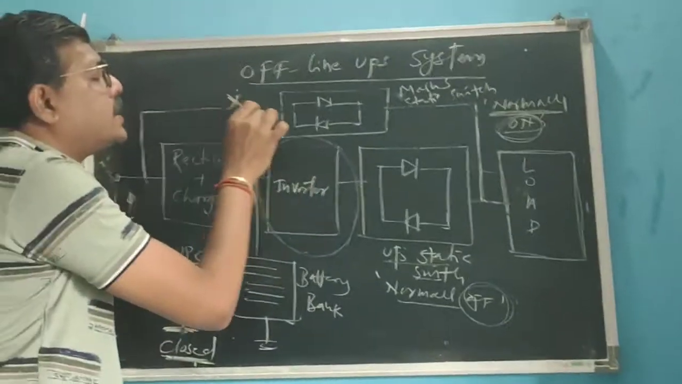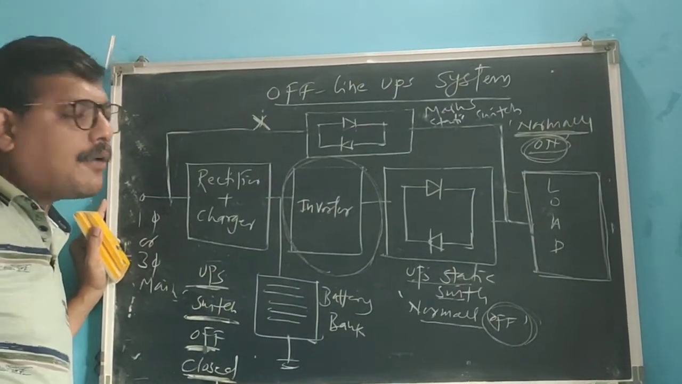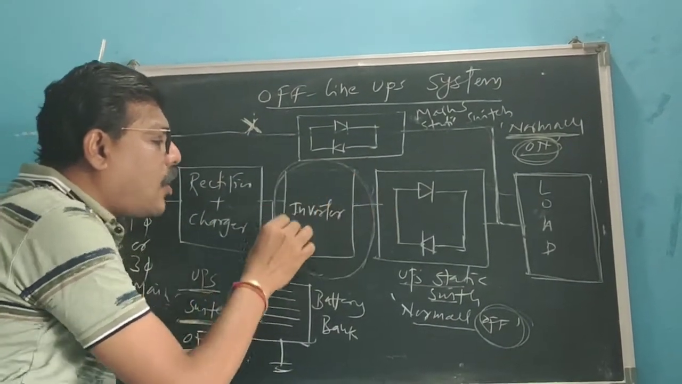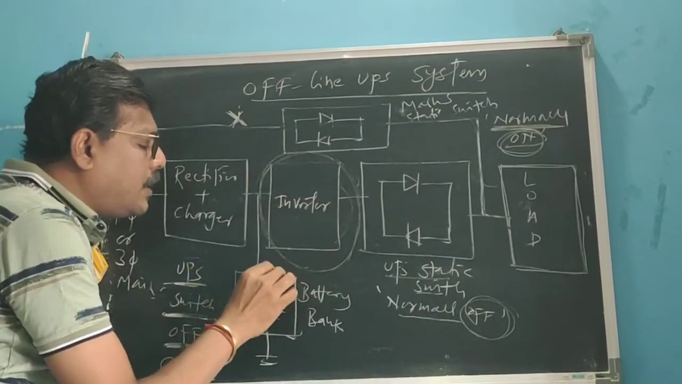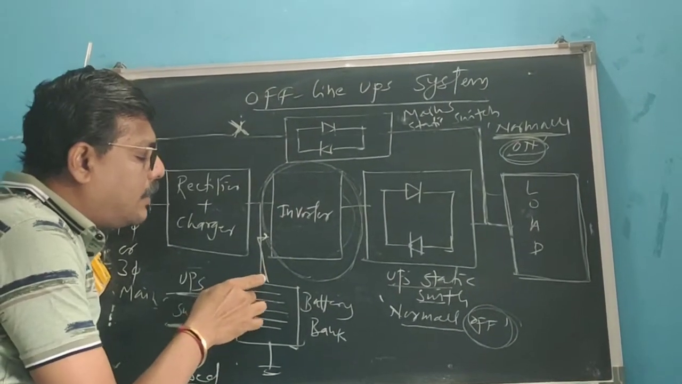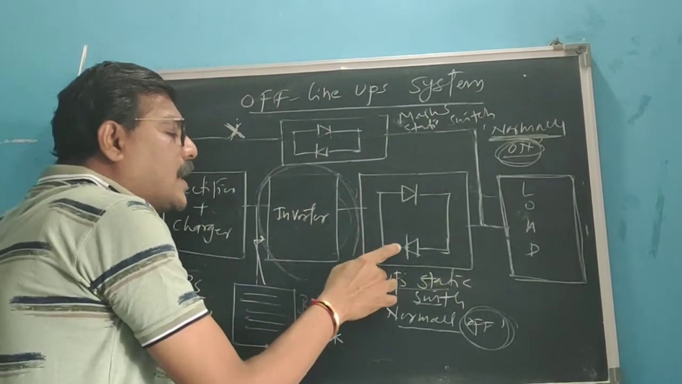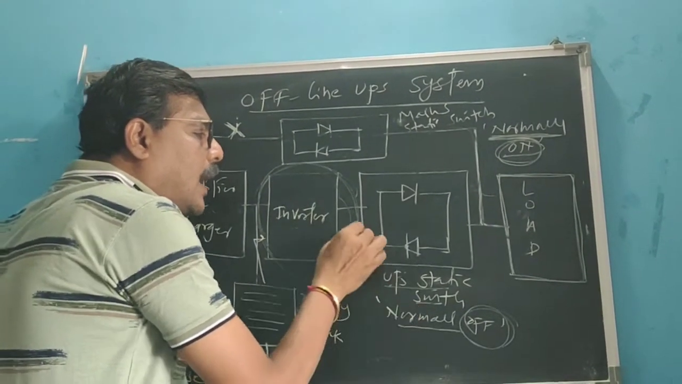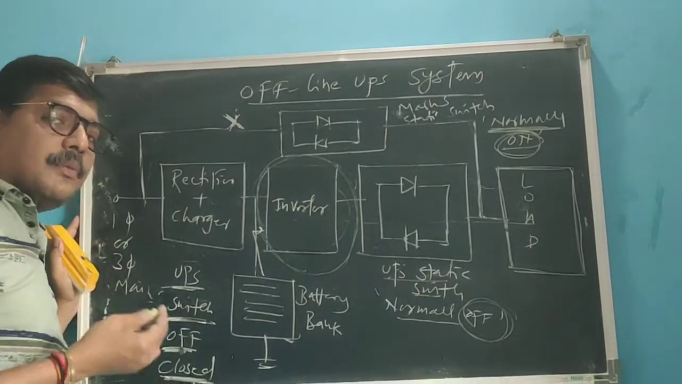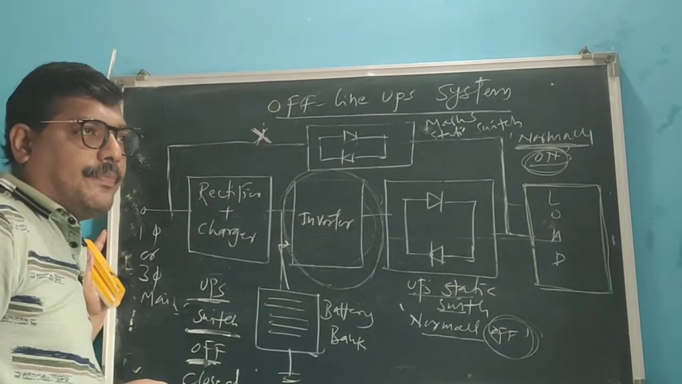When your AC mains is not present, when there is a power failure, at that time the inverter comes into operation, and the inverter will take the DC from the battery and convert that DC of the battery into AC. Then this UPS static switch will be in on position, and then it is given to the load. So the inverter will come into operation when your power supply is not present, when your mains is off.